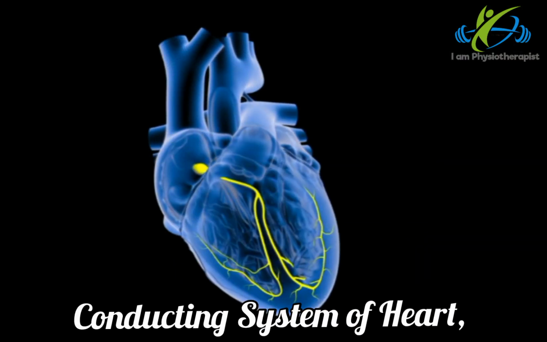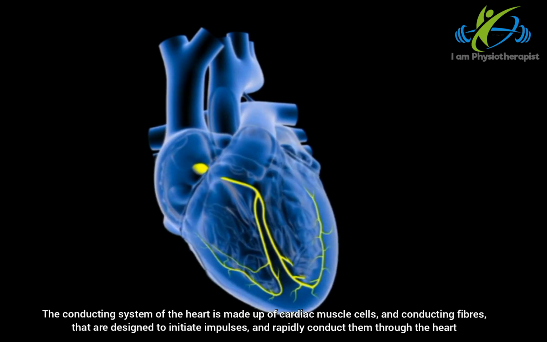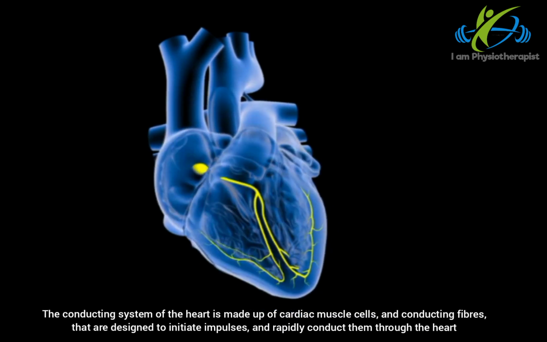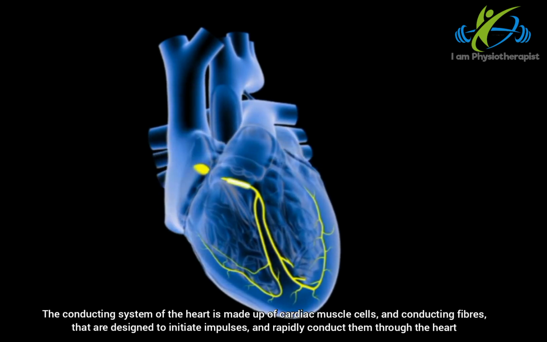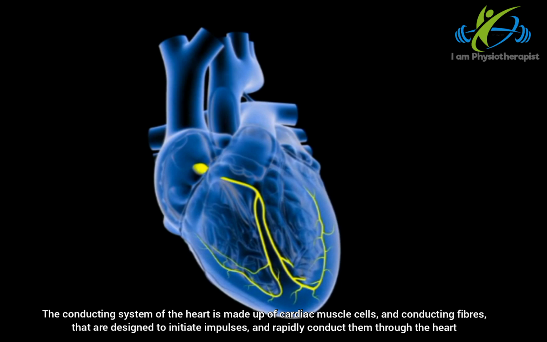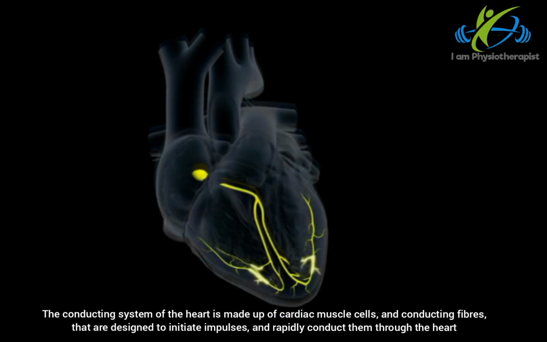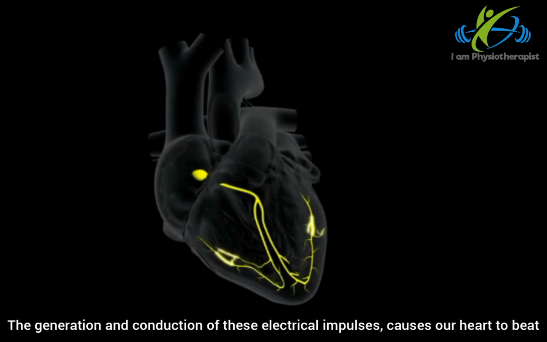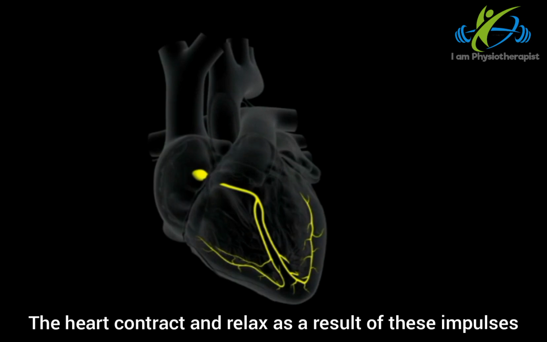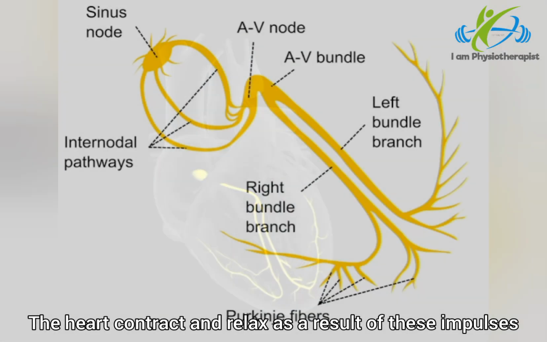Conducting system of the heart. The conducting system of the heart is made up of cardiac muscle cells and conducting fibers that are designed to initiate impulses and rapidly conduct them through the heart. The generation and conduction of these electrical impulses causes our heart to beat. The heart contracts and relaxes as a result of these impulses.